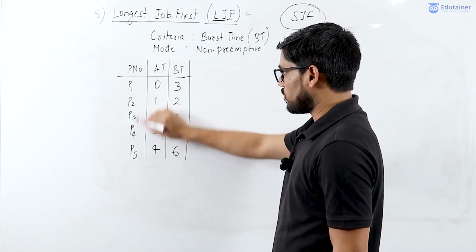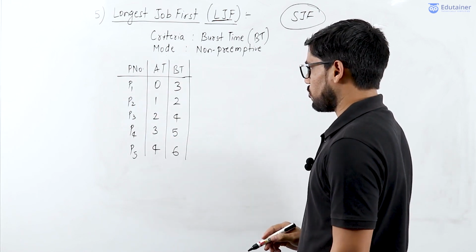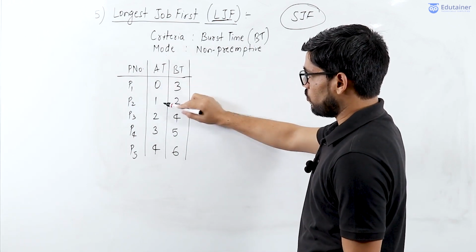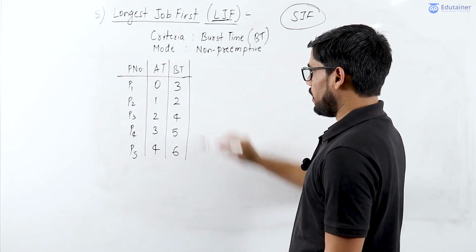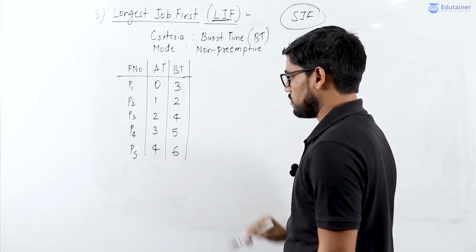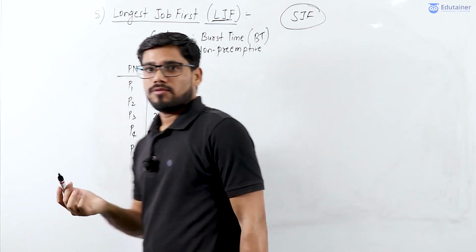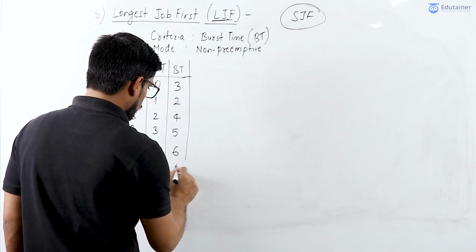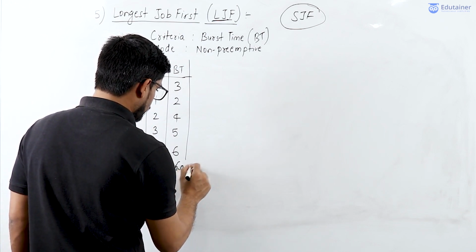In this example there are a total of 5 processes given, process P1 to process P5, and their arrival times are 0, 1, 2, 3, 4, and their burst times are 3, 2, 4, 5, 6. So as usual, first we draw the Gantt chart and then pick the process. So let's draw the Gantt chart.